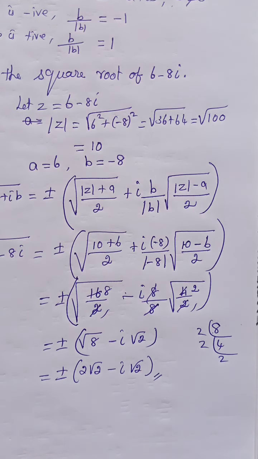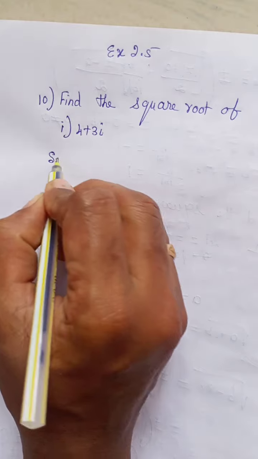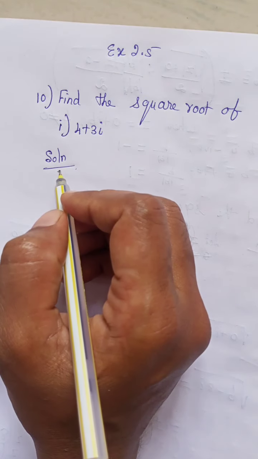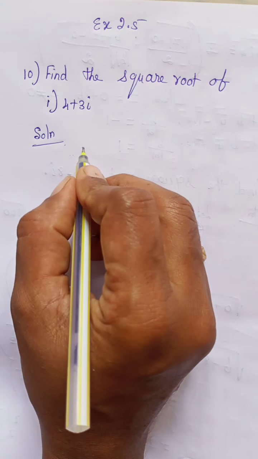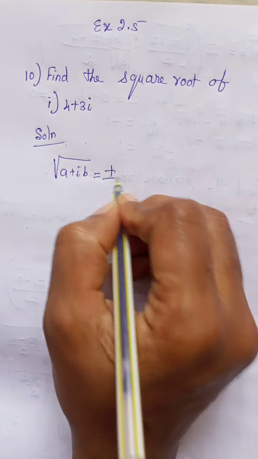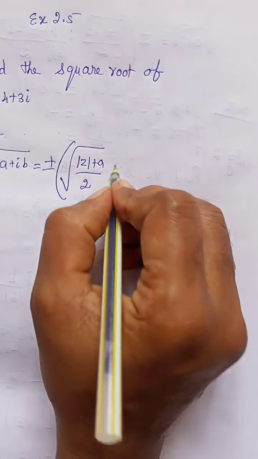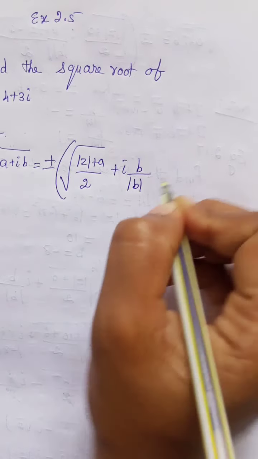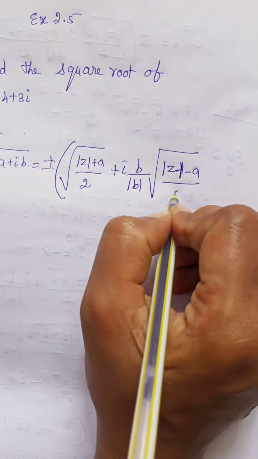Is that clear? If you know the formula, it is easy for us to find it out. Exercise 2.5, problem number 10. Find the square root of sub-division 1, which is 4 plus 3i. So once you write the formula, root of a plus ib is equal to plus or minus root of modulus z plus a divided by 2 plus i into b by modulus b into root of modulus z minus a divided by 2.